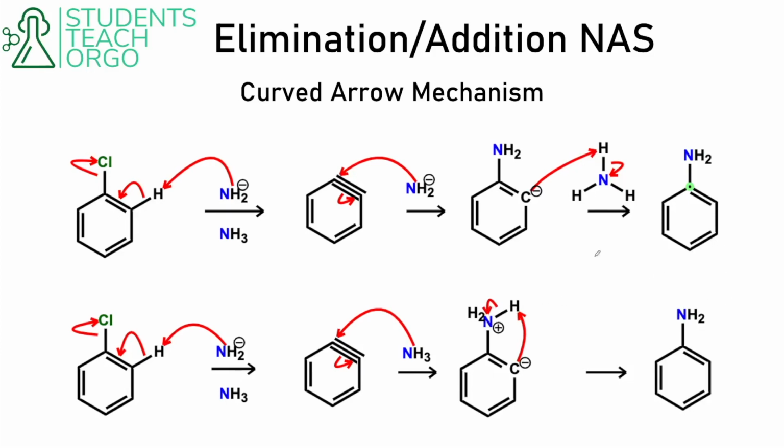Now, I want to make it very clear that both of these mechanisms are correct. And if you're taking a test and you use either one, it's good. Some people like this one more because the N- is super reactive, so they think that this would be the molecule that probably more often attacks the benzyne. But the solvent is this ammonia. So if there's more solvent around, it's just as likely that this ammonia could attack. And either way, you get to the same substitution product.